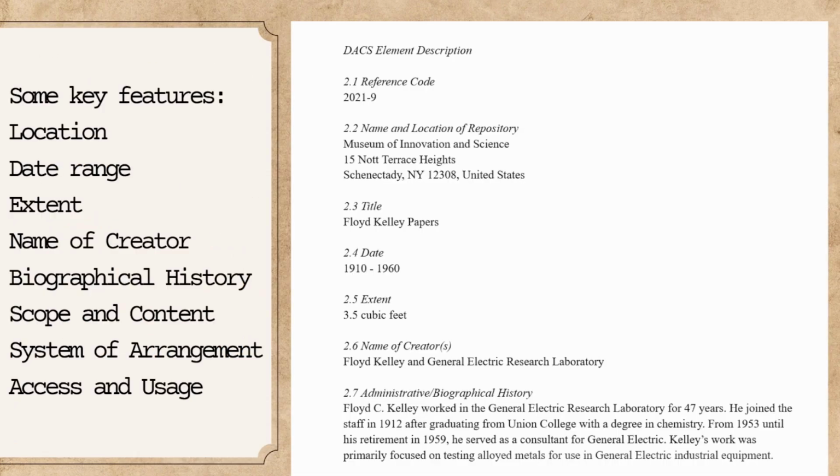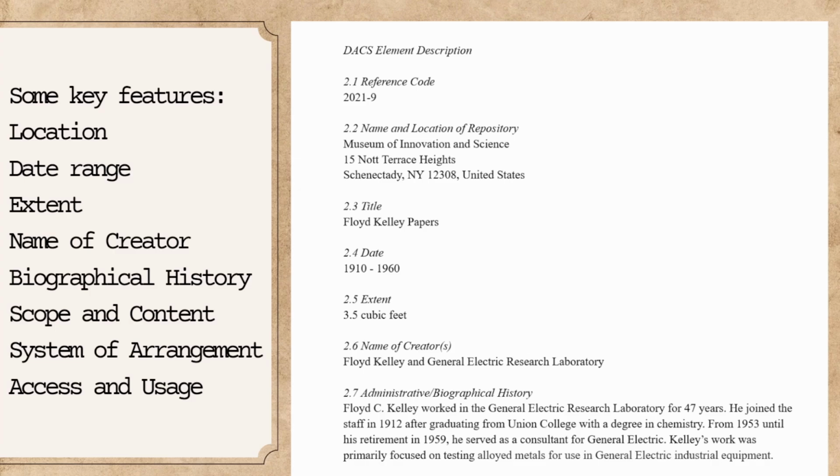This is an example of my finding aid that I created. Some of the key features are the location, which is where the items are located, the date range, the extent, which is the amount, so this is 3.5 cubic feet, the name of the creator, so the company, organization, or person that created the materials in the collection, the scope and content, the system of arrangement, and access and usage.